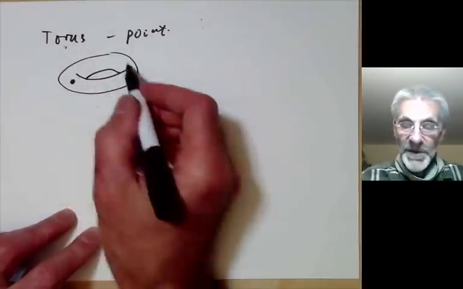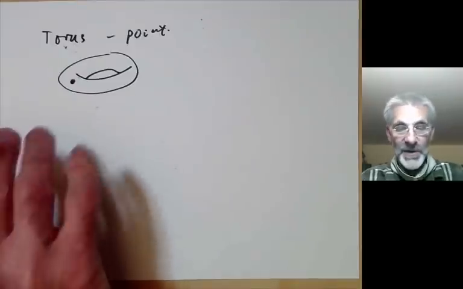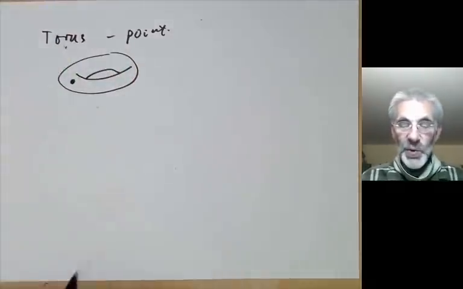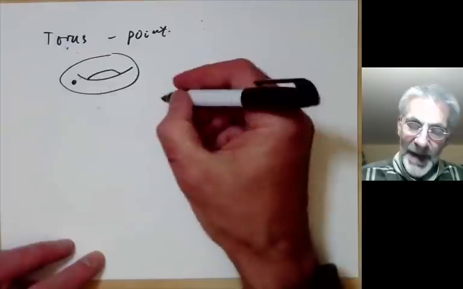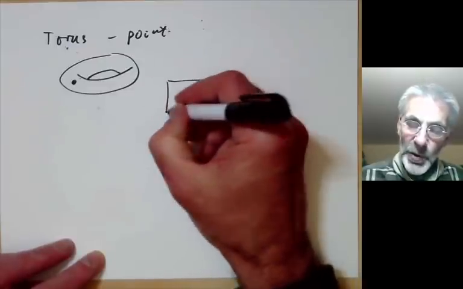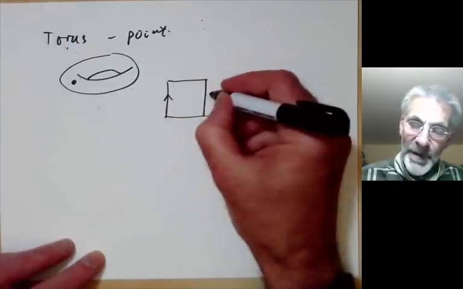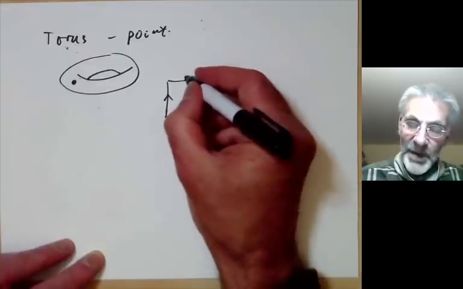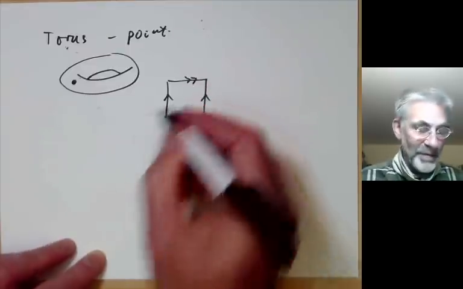And in this case, I'm going to do it by taking a deformation retractor, which means I try and squish this torus into something smaller. And it's easier to see this if I imagine a torus as being a square with the left side identified with the right side and the top side identified with the bottom.